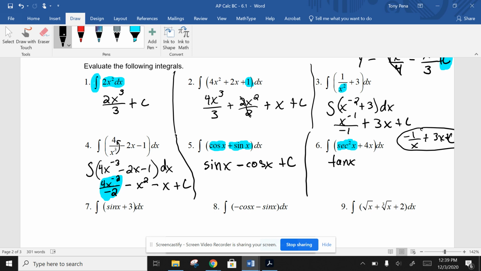All right, and then the next one, you would do a 4x squared divided by a 2, add your constant, and then obviously you can reduce that 4 divided by 2 down to a 2x squared.